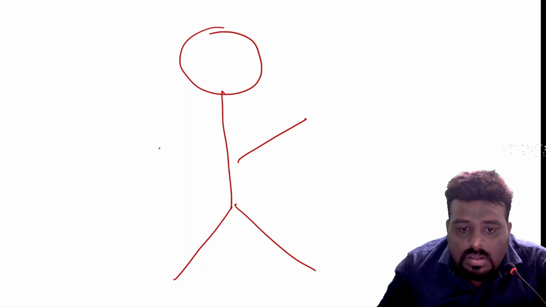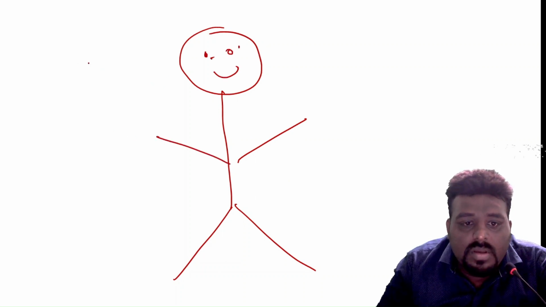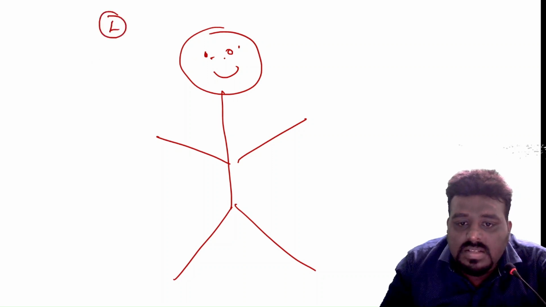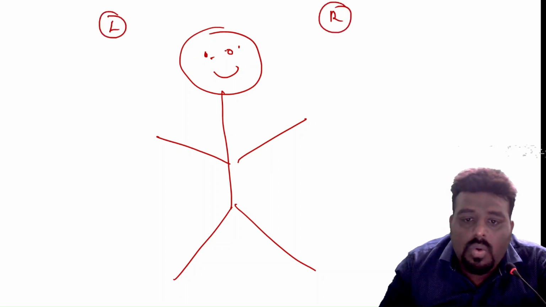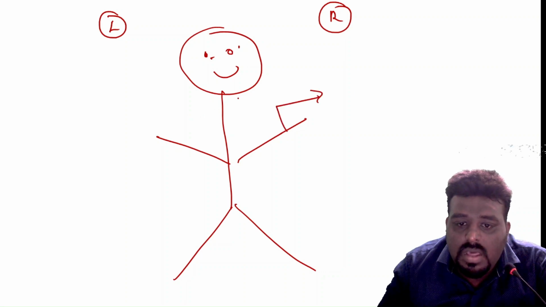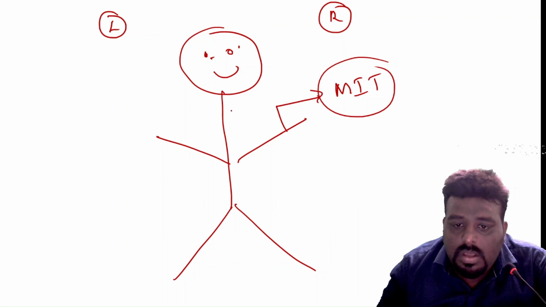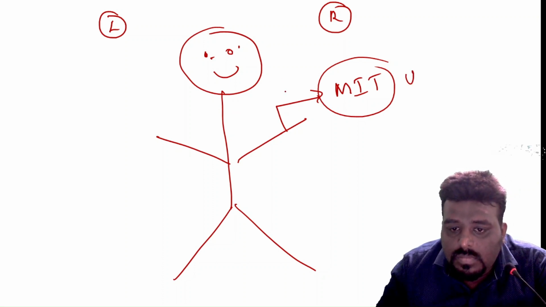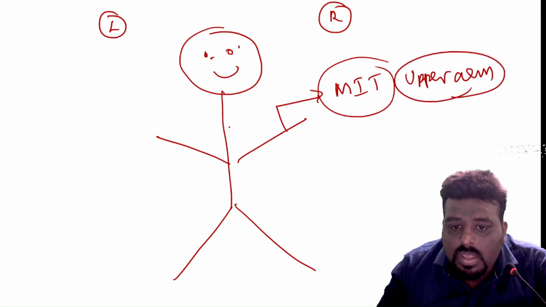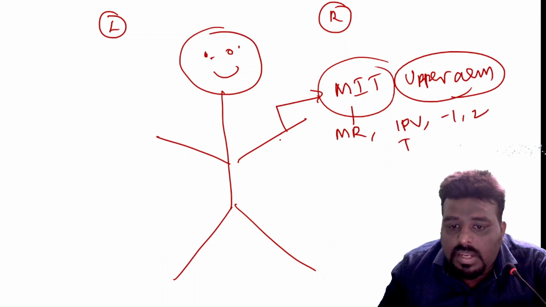This is a child, hopefully. This is the left side of the child and this is the right side of the child. Just assuming. The vaccines which are given on the right side, remember as MIT. There is a famous college in Pondicherry called MIT. Vaccines are given in the right upper arm. What are the MIT vaccines? MR, IPV 1 and 2, and TD.